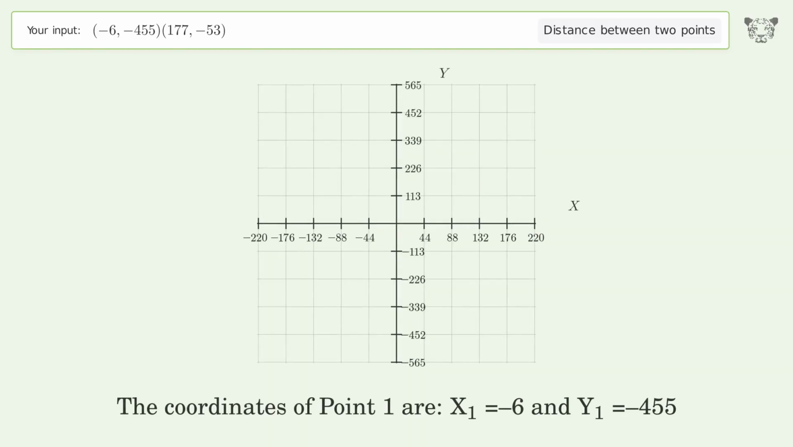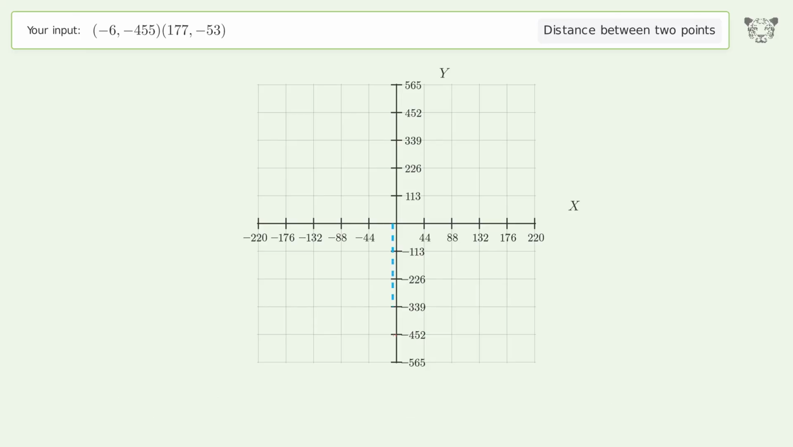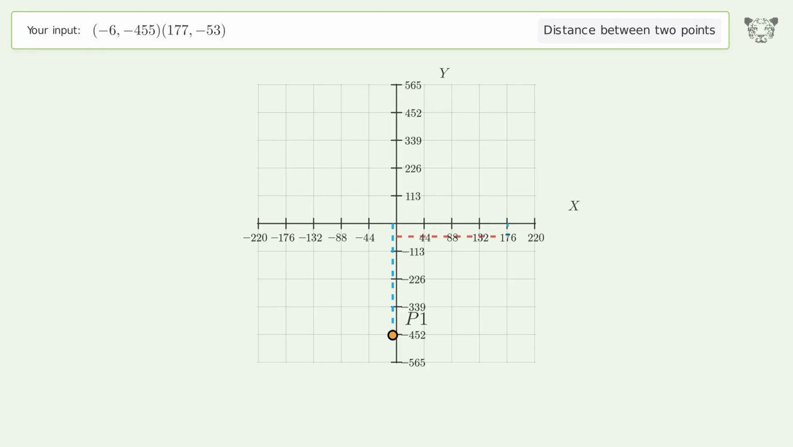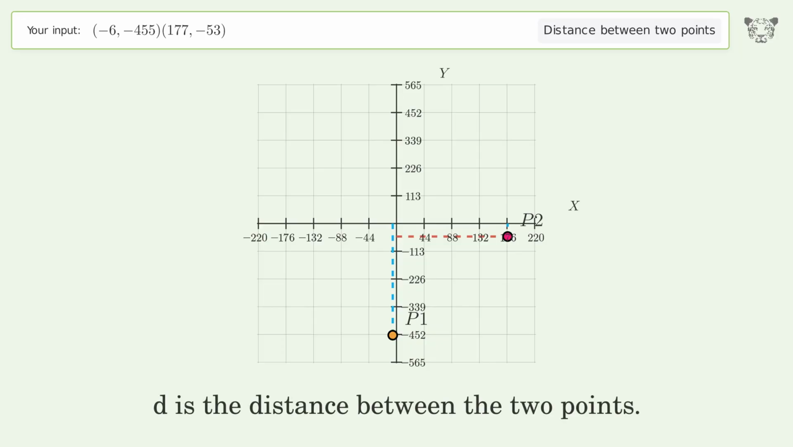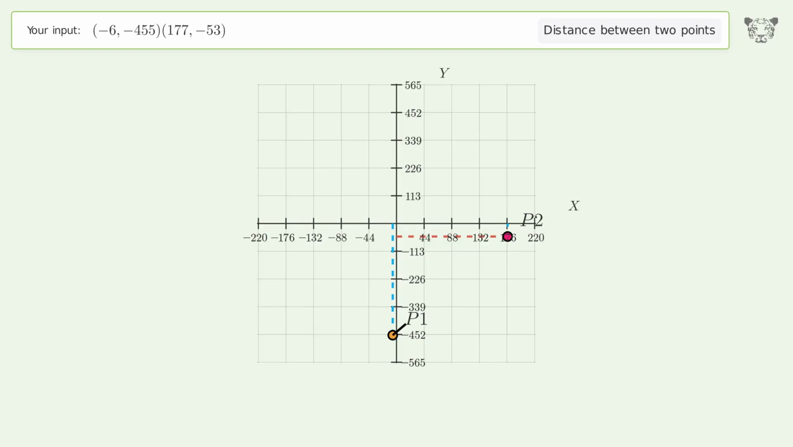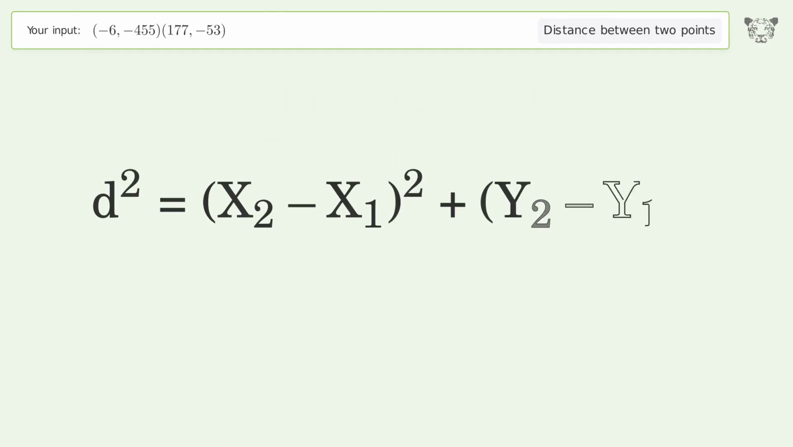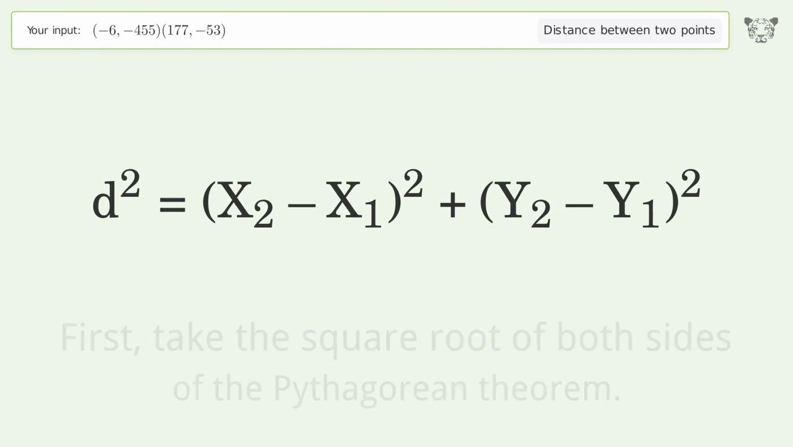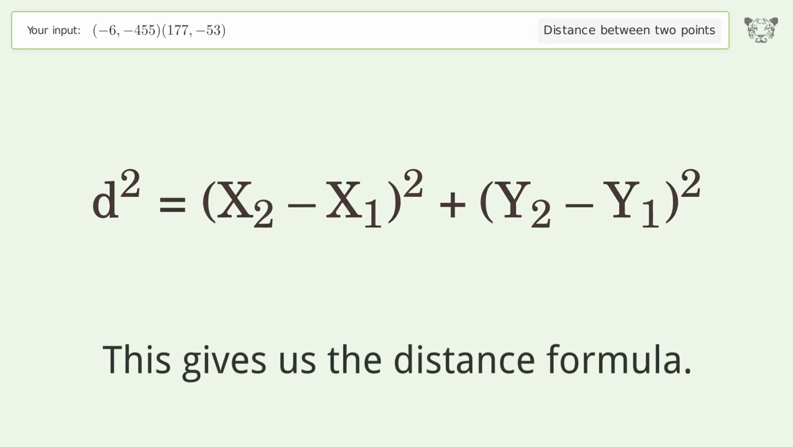The coordinates of point 1 are x1 equals -6 and y1 equals -455. The coordinates of point 2 are x2 equals 177 and y2 equals -53. D is the distance between the 2 points. First, take the square root of both sides of the Pythagorean theorem. This gives us the distance formula.